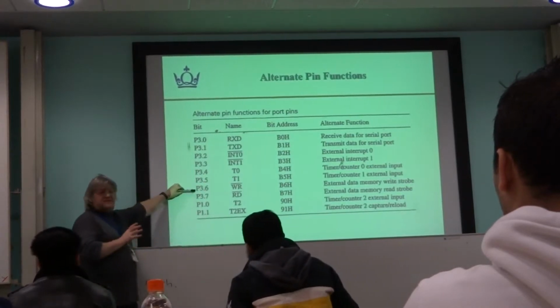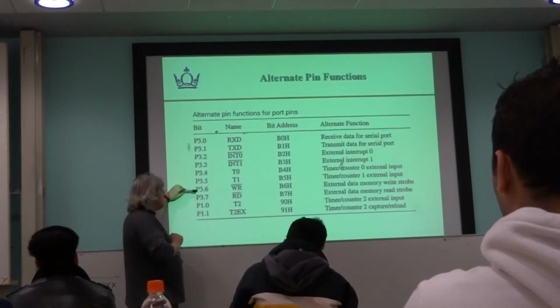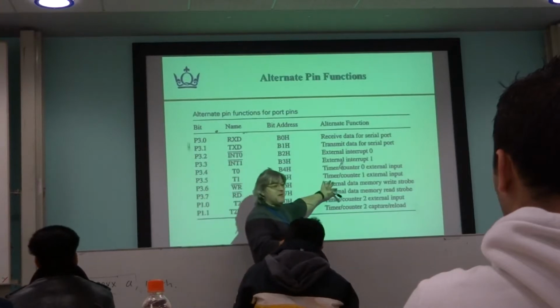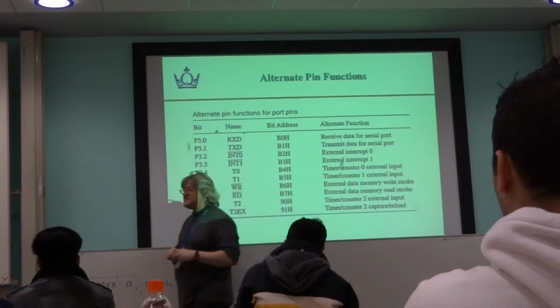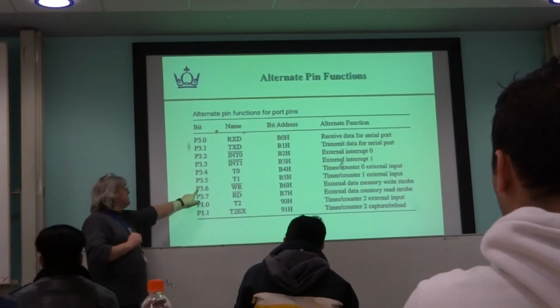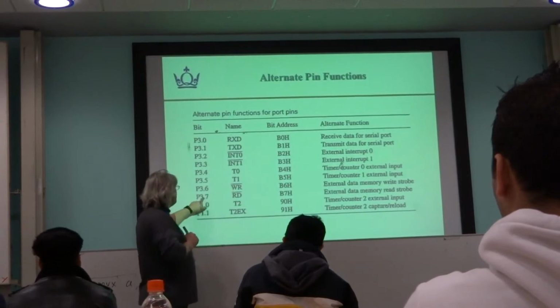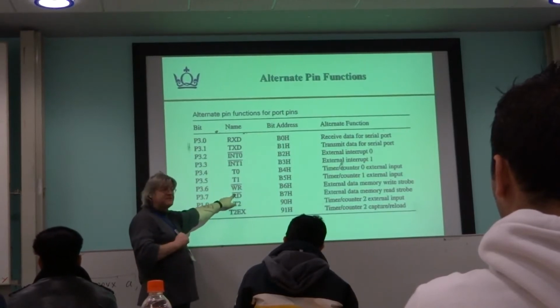The next two pins, in fact the last two pins you have to worry about, are pins 3.6 and 3.7. And this is if we're using external data memory. If we're using external data memory, then the microcontroller will assume that pin 3.6 is your write signal to the external data memory, and it will assume that pin 3.7 is your read signal for external data memory.